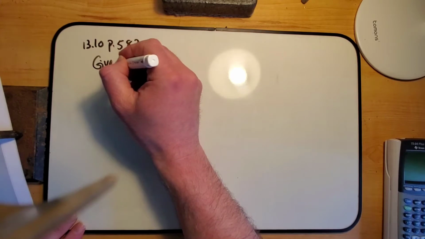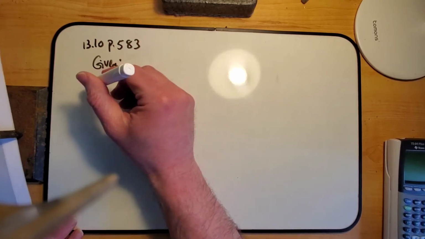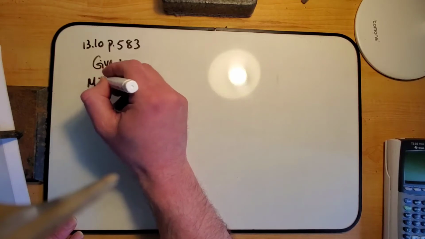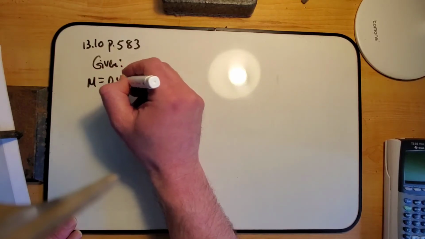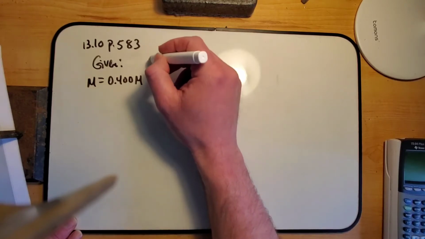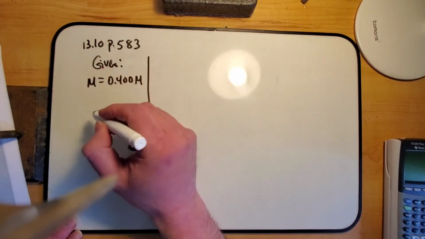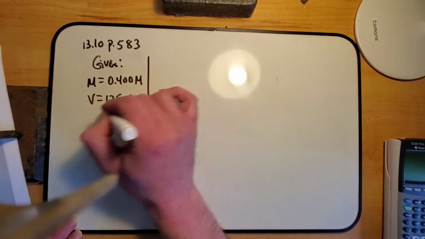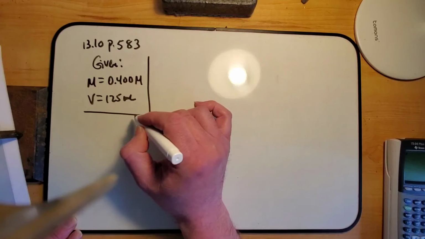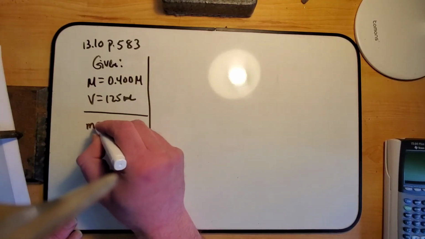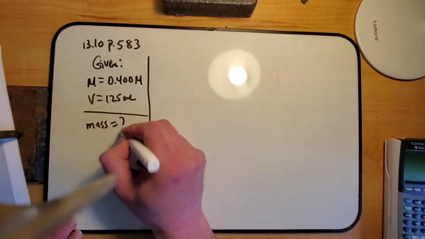So let me state what's given here. What's given here is the molarity of the citric acid. M of citric acid is 0.400, this big M, and then the volume here, 125 mL. And what they want me to find is the grams. So mass of the citric acid is question mark.